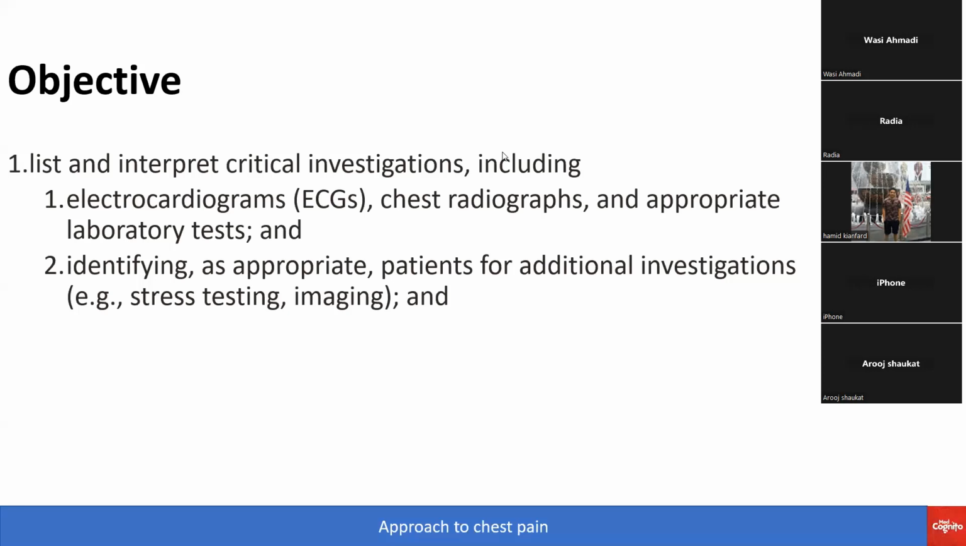So the next objective is to list and interpret critical investigations, including electrocardiograms, chest radiographs, appropriate laboratory tests, and identify appropriate patients for additional investigations like stress testing. If you remember, we learned that one of the categories of patients who need further investigations are those who come in with chest pain, and we suspect that this is acute coronary syndrome.